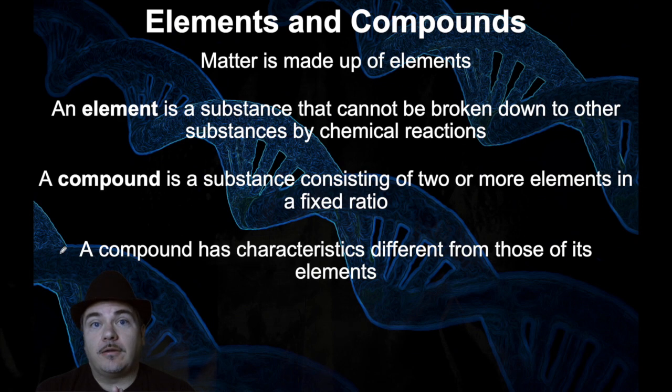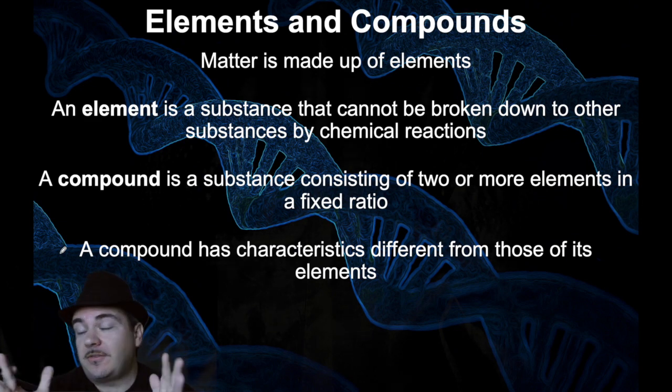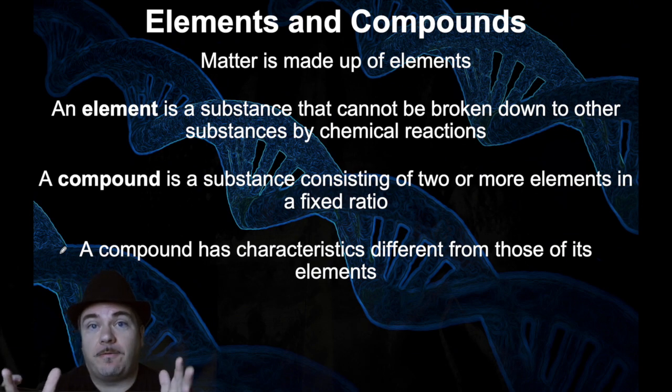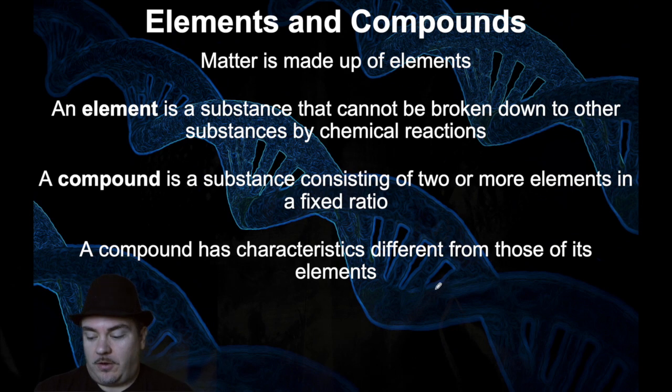Now, a compound is a substance consisting of two or more elements in a fixed ratio. So, for example, a compound that I can guarantee you've all heard of before, and I can almost guarantee everyone actually knows the chemical formula for, is water. Everyone knows that water is H2O. Now, what that means is one molecule of water has one oxygen atom and two hydrogen atoms. So therefore it's a compound.